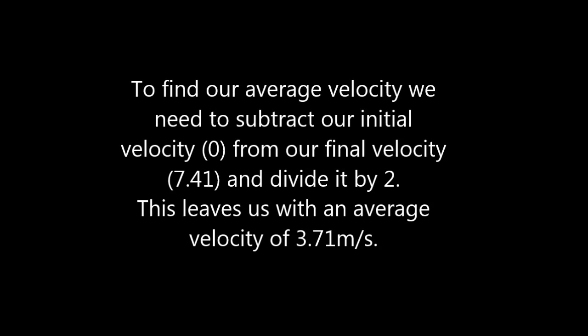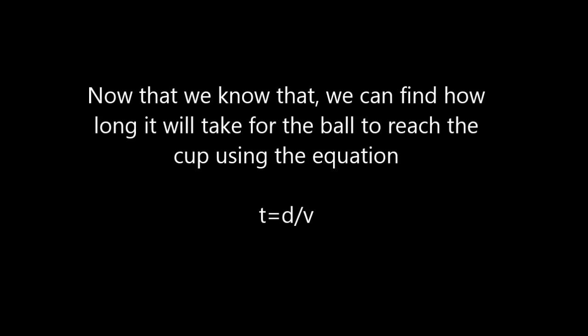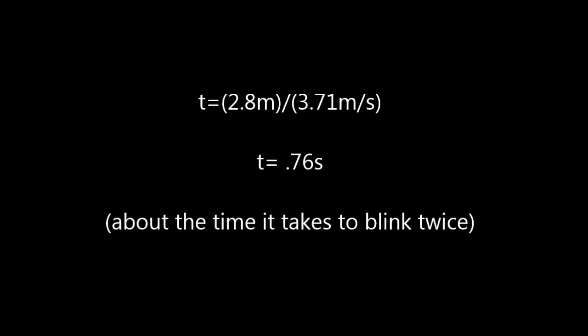To find our average velocity, we need to add our initial velocity to our final velocity and divide it by 2. This leaves us with an average velocity of 3.71 meters per second. Now that we know that, we can find how long it will take for the ball to reach the cup using the equation time equals distance over velocity. T equals 2.8 divided by 3.71 meters per second. T equals 0.76 seconds, about the time it takes to blink twice.